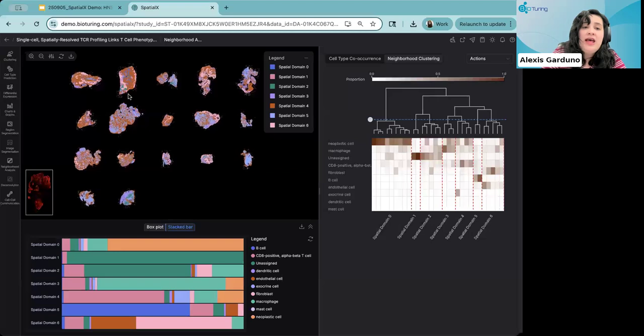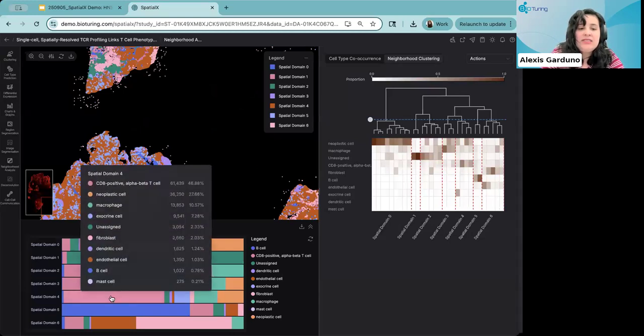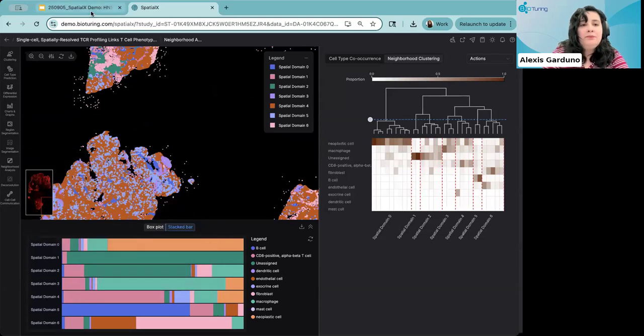So you can directly see that it really depends on the sample in terms of what is the proportion of that neighborhood clustering as well as the actual cell types. So this is a way that you can quantitatively be able to calculate that cell type co-occurrence in the system.